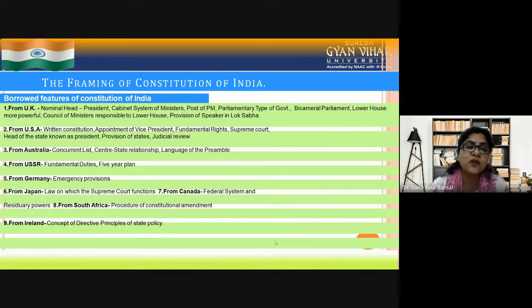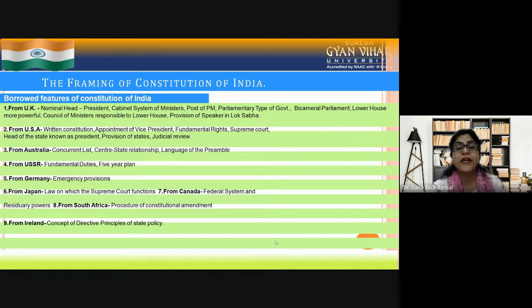Then from the USA also we have taken lots of things, like written constitution, appointment of vice president, fundamental rights, Supreme Court, head of the state known as president, provision of states, judicial review. And from Australia, concurrent list, center-state relationship, language of the preamble. We have taken all these concepts and things from Australia.